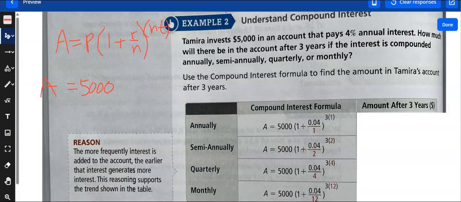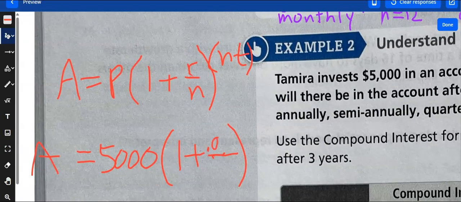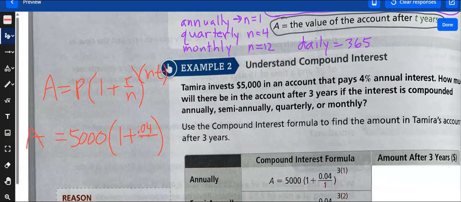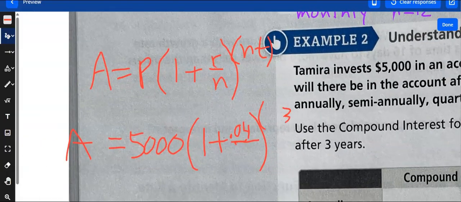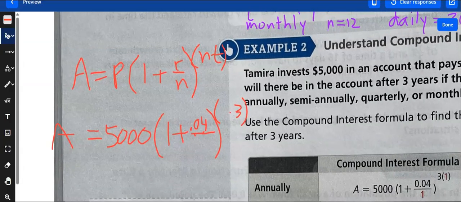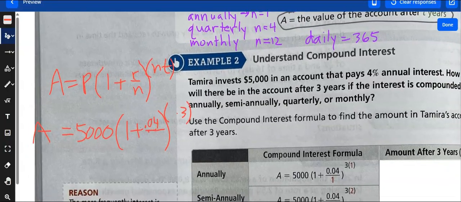In an account that pays 4%, what should go on top of that fraction? Please don't tell me 4. 0.04. Right. You move the decimal over. You need the decimal version of 4%. Now it does say that we've got 3 years, so we know that number, but they want to start off with annual interest. The compounding factor is annual.